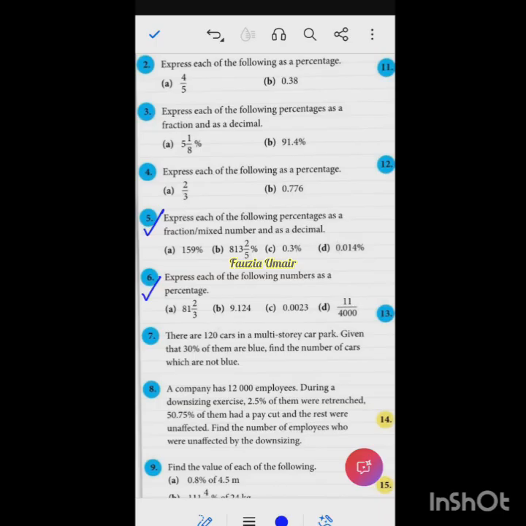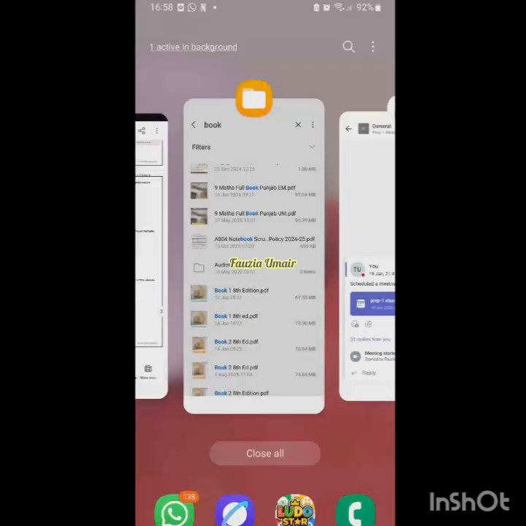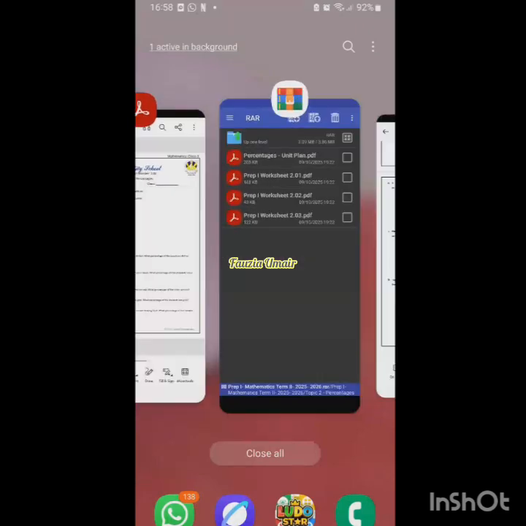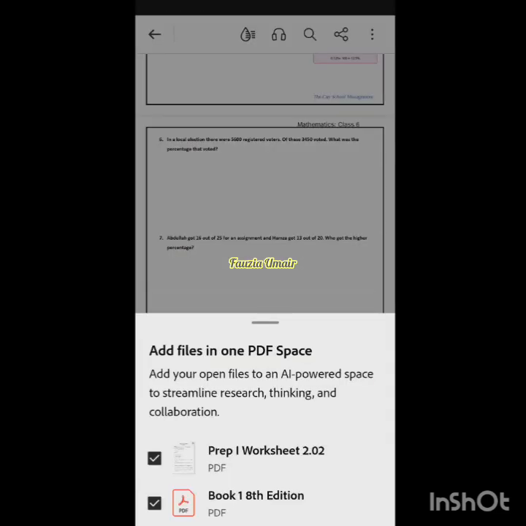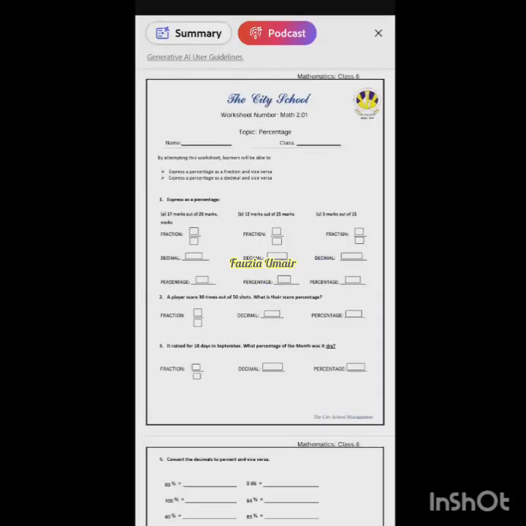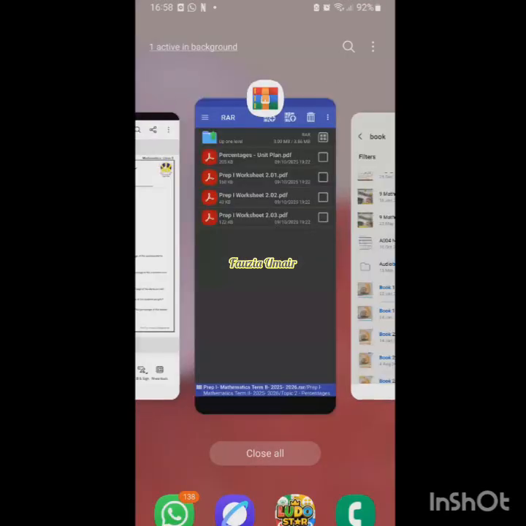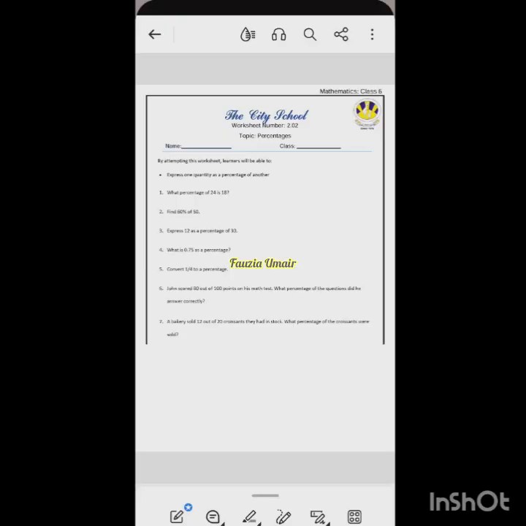Now we will move on to the second learning objective. Let me show you. This worksheet was left because we have done only a few questions. So we will solve the second worksheet first, and then I will come back to the first worksheet. इसके कुछ questions रहते हैं. So this is the second worksheet of percentage.